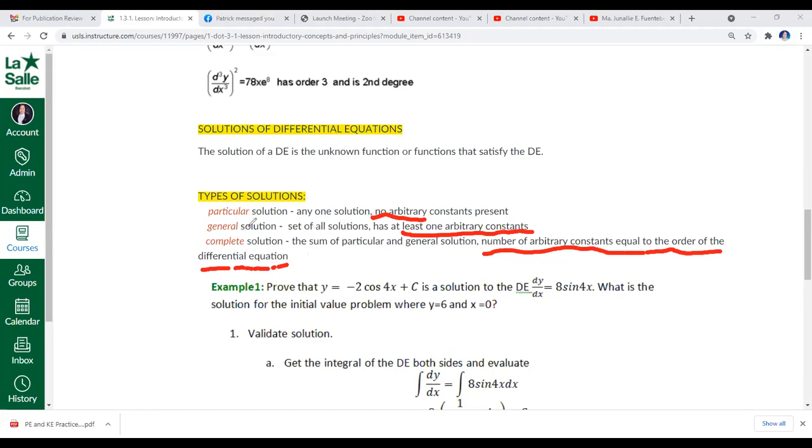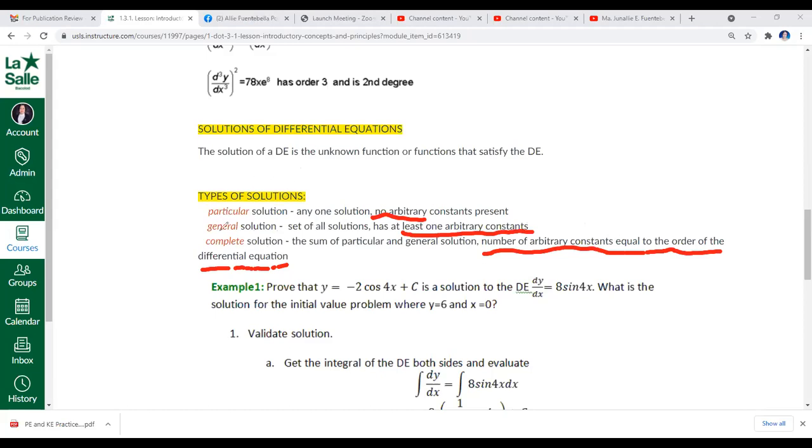general solution. Now you may wonder, why is it also known as the general solution? Because it says here, class, that the general solution has at least one arbitrary constant. So if a solution of your differential equation contains an arbitrary constant, automatically it's already a general solution. If the number of arbitrary constants is equal to the order of your DE, then it's now what we call a complete solution. So we can say that all complete solutions are general solutions, but not all general solutions are complete solutions of your particular differential equation.